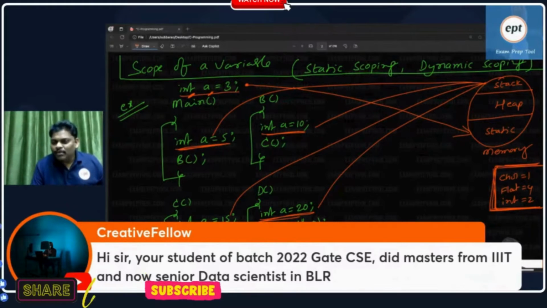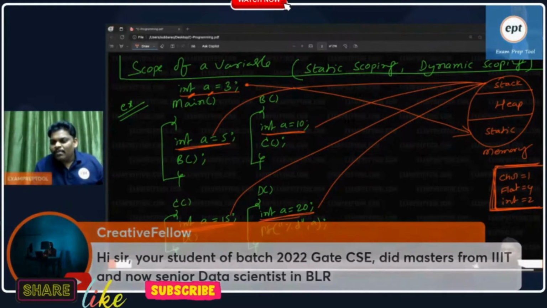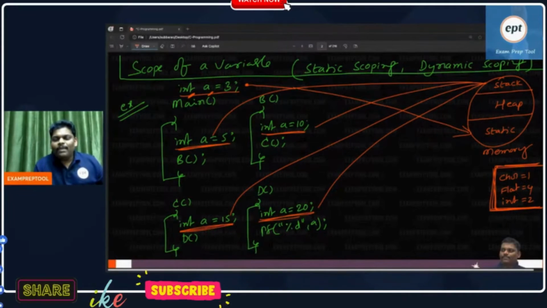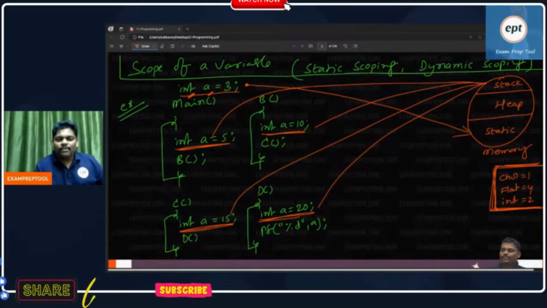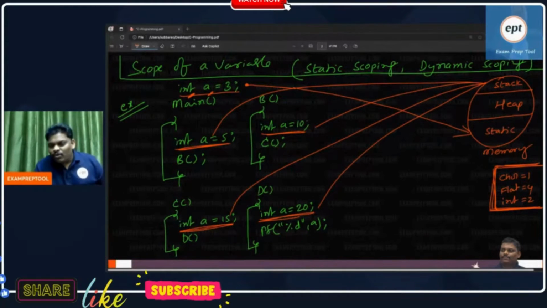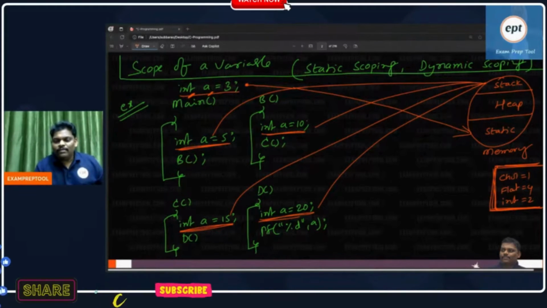Why don't you keep a nice name? You are creative fellow. Keep the name as creative buffalo. Thank you so much, Bhaiya. Fellow you have written, right? Just write BU also. Creative buffalo. Just do that, you will get a nice quality.